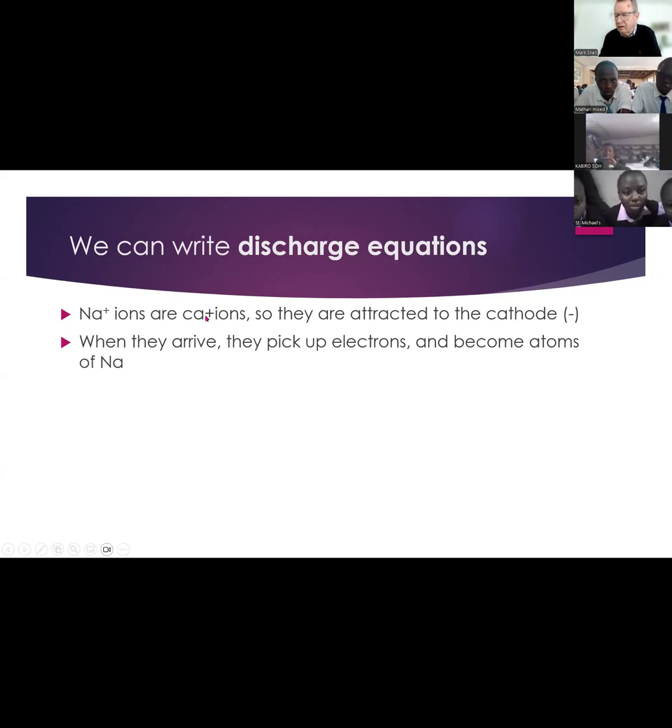If you remember, we said that cations, if we spell it with a Ca plus instead of a T, then we remember that cations are positive and they're attracted to the cathode. We drew two cats last time staying together. So that means the cathode must be negative. When they arrive, the Na+ pick up electrons and become atoms of Na, like that. Really simple. Na+ plus one electron goes to Na.